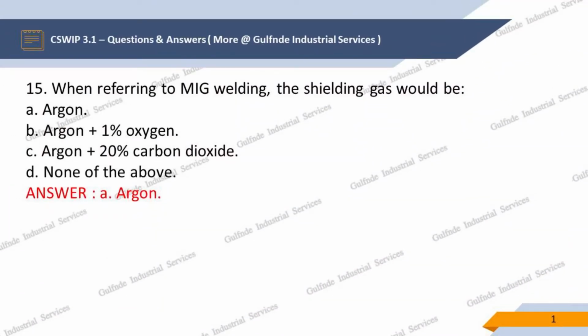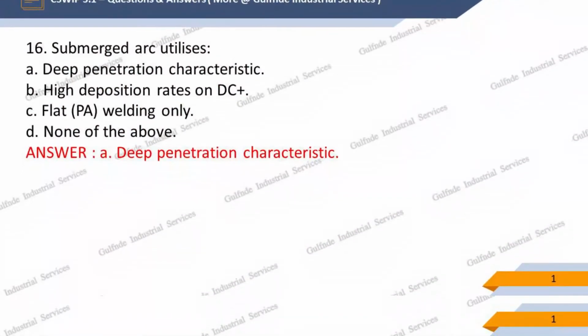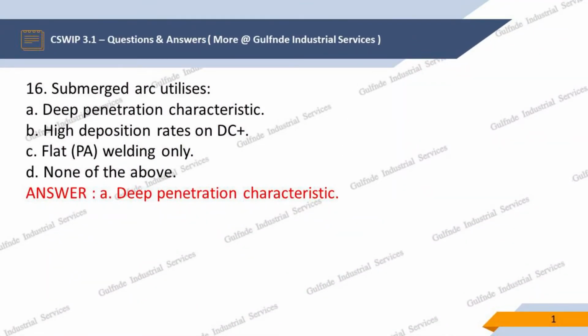Question 15. When referring to MIG welding, the shielding gas would be, options are A. Argon, B. Argon plus 1% oxygen, C. Argon plus 20% carbon dioxide, D. None of the above. Our answer is A. Argon.